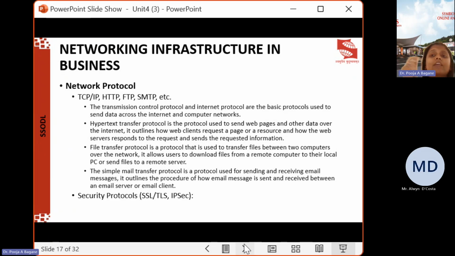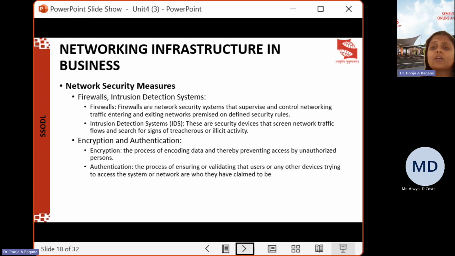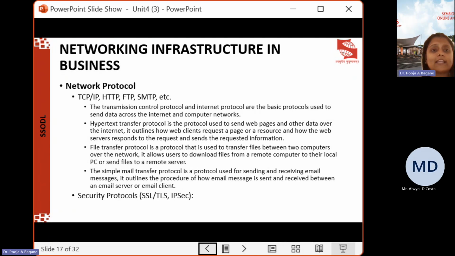In the name itself, there is mail. That means this protocol is used for sending and receiving email messages. It outlines the procedure of how email messages are sent and received by the email server or email client. Then there are some security protocols like SSL, TLS, and IPsec.